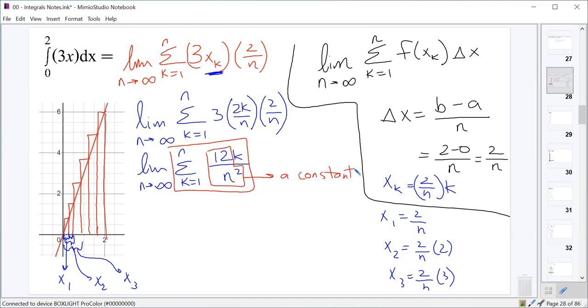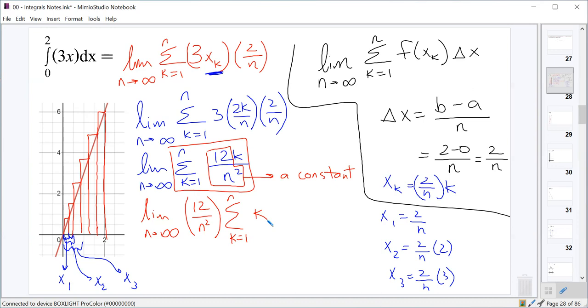And if we have a summation of a constant times some variable, something changing, that k is changing within that summation, we can pull that constant out of it. So effectively, this could become a limit as n approaches infinity of 12 over n squared times the sum from k equals 1 to n of k.